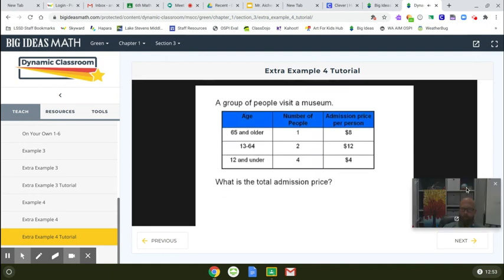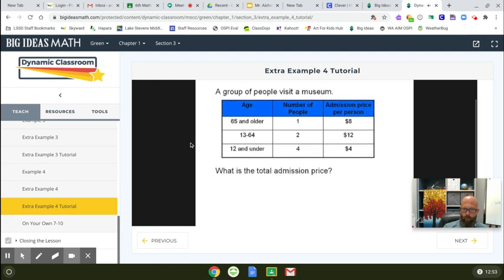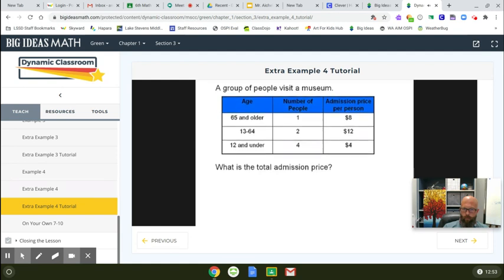A group of people visit a museum. What is the total admission price? The table tells us the number of people in each age group and the admission price per person. So, we know that there is one person in the age group 65 and older, 2 people in the age group 13 through 64, and 4 people in the age group 12 and under.